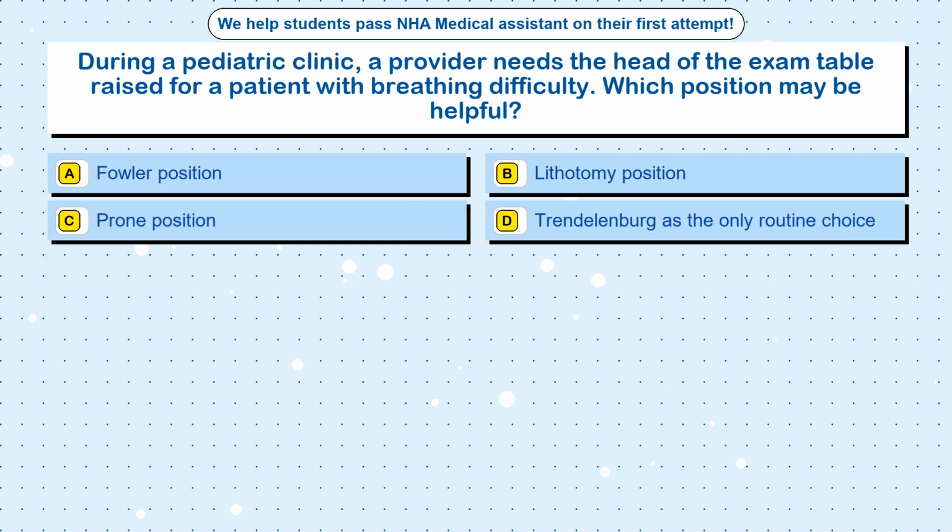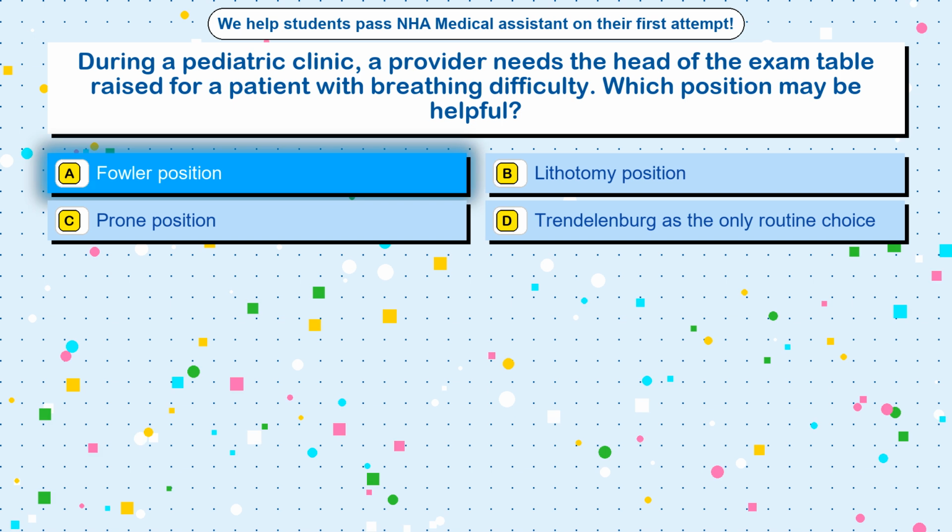Question 17. During a pediatric clinic, a provider needs the head of the exam table raised for a patient with breathing difficulty. Which position may be helpful? Option A, Fowler position. Option B, lithotomy position. Option C, prone position. Option D, Trendelenburg is the only routine choice. The correct answer is option A, Fowler position.